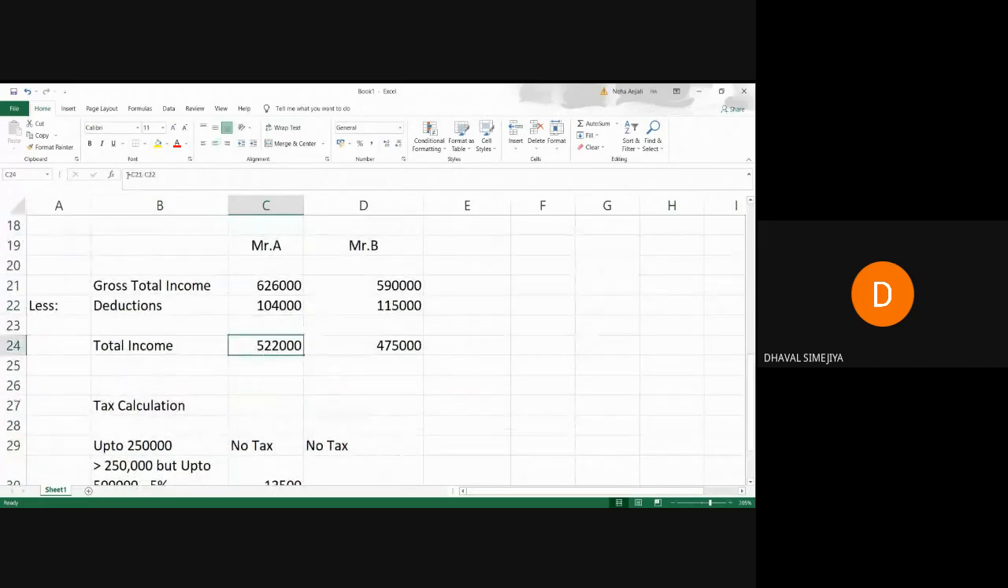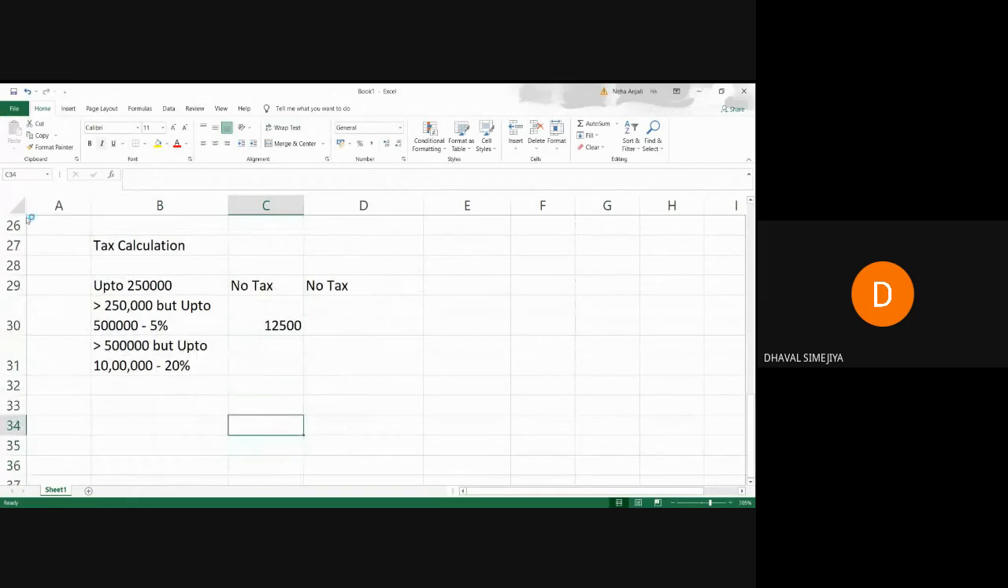Now, Mr. A, total income 5,22,000. First 2,50,000 no tax, next 2,50,000 12,500, and the next remaining amount, 5,22,000 minus 5 lakh that we have already considered, that will be 22,000 multiplied by 20%. The total tax will be 16,900 rupees.